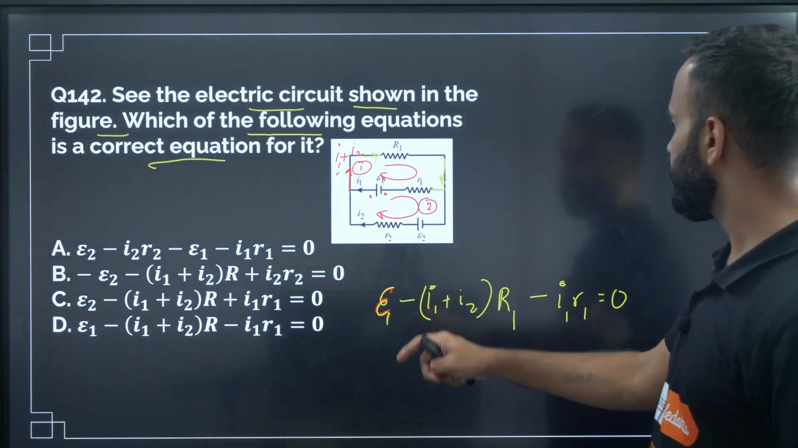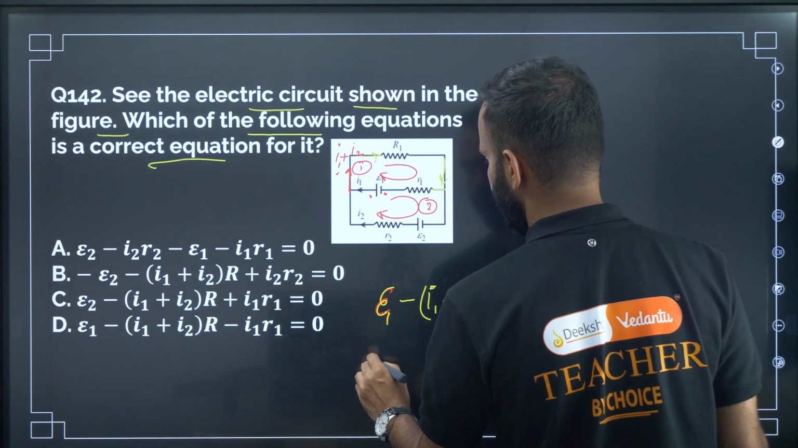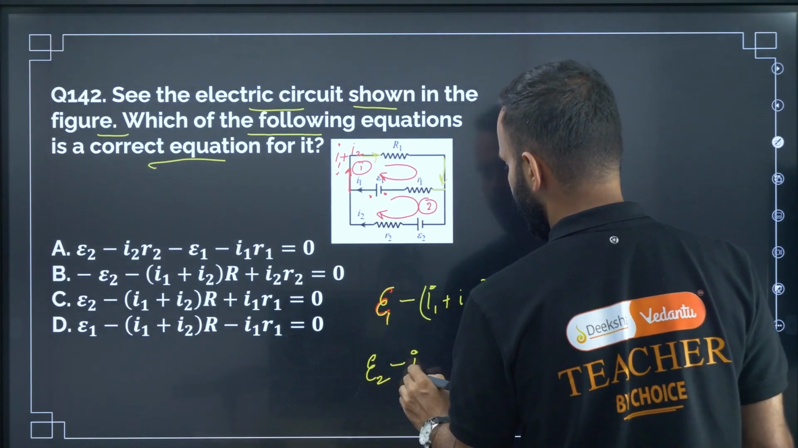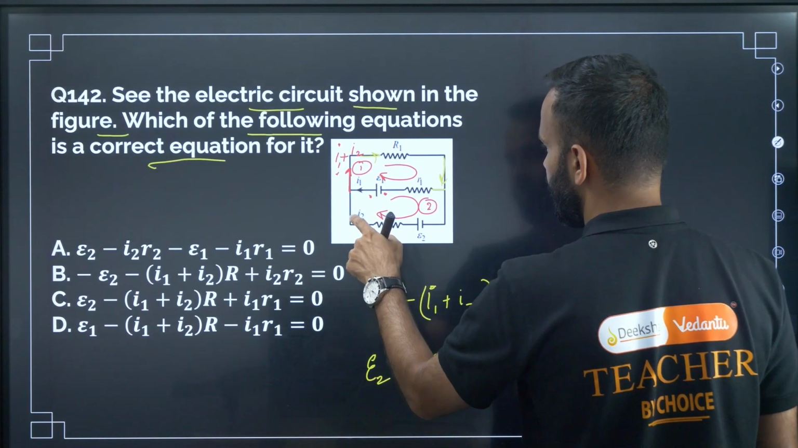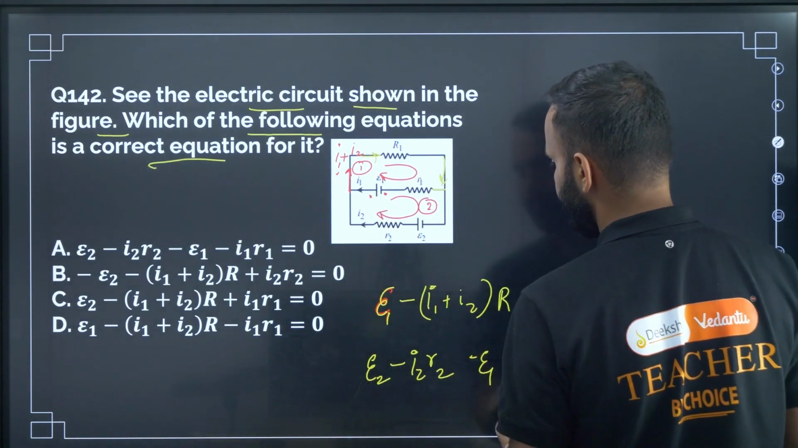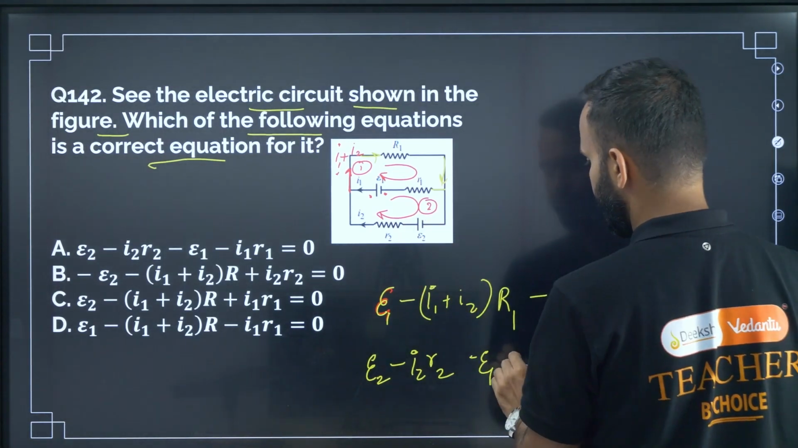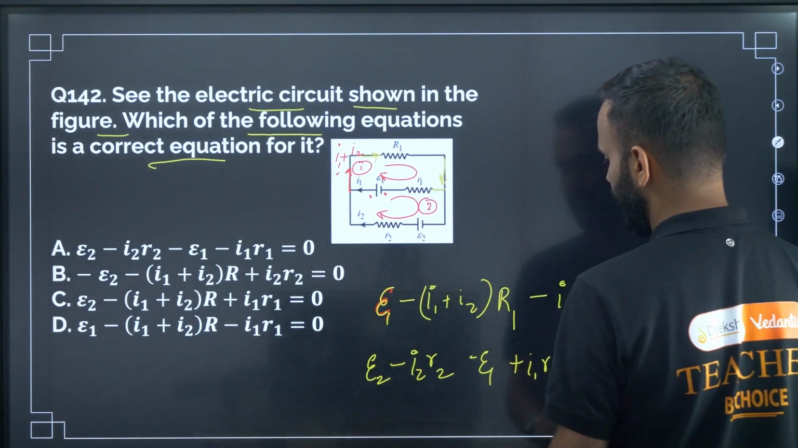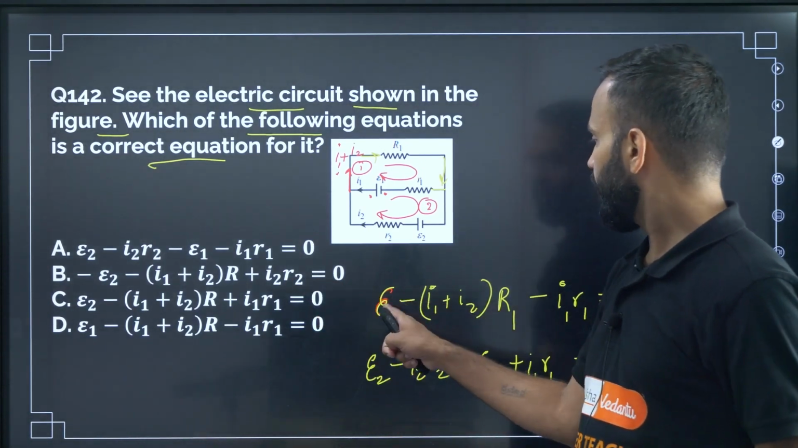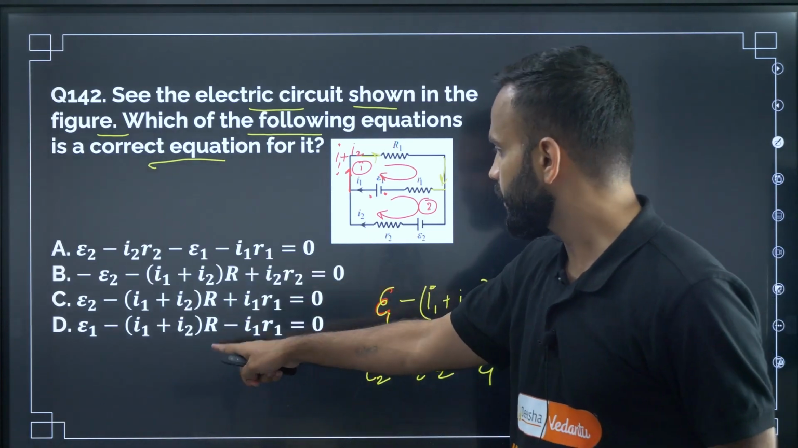So let's write KVL for the second loop. This is the direction of the loop, so this will be plus E2 minus I2 into R2. Next minus E1, and plus I1 into R1, which is equal to 0. Now we need to compare these two equations, or we need to identify the correct equation.